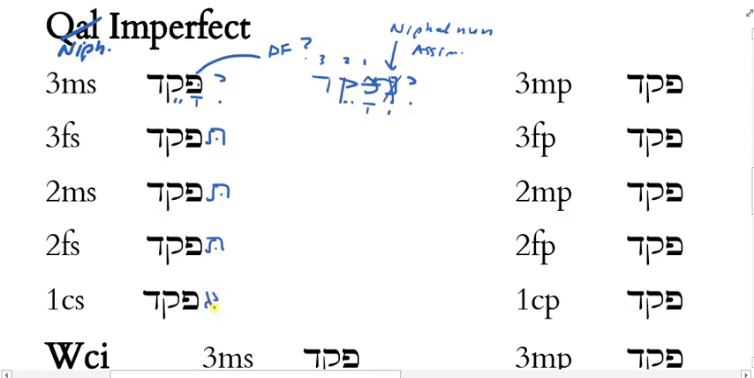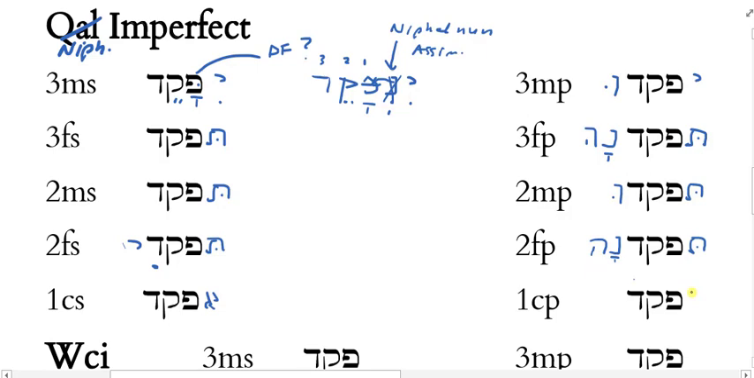1cs, aleph. Good. 2fs also gets what on the end? Everything's zero ending on the left side except for 2fs. That becomes khirik yod. Good. On the plural side, it's a prefix yod and what on the end? Shureq. 3fs is prefix tav and nah. Remember that? 2mp is prefix tav with shureq on the back. 2fp, prefix tav with nah on the back. In other words, the 3fp and 2fp are the same.